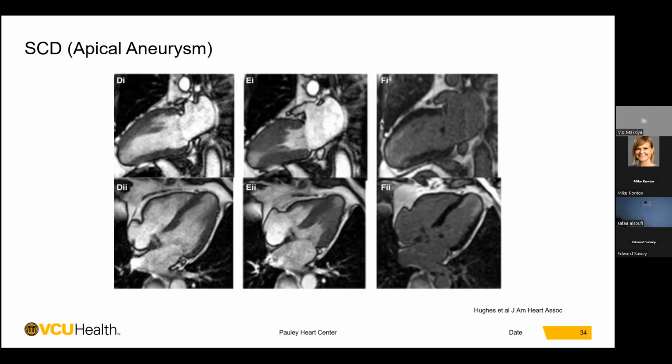These areas will become heavily scarred and result in blood pooling and may confer a risk of apical thrombus formation, and this can be thrombogenic, causing strokes. These also can cause monomorphic VT that can lead to sudden cardiac death, LV systolic dysfunction, and heart failure.